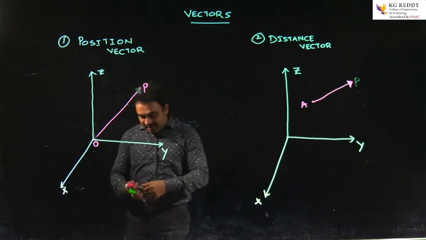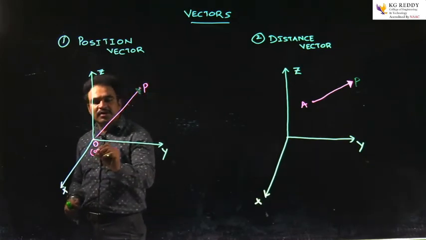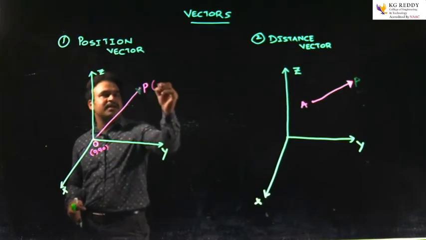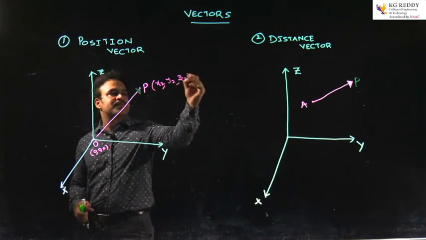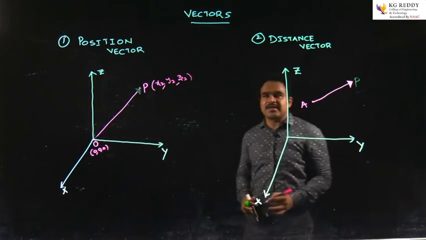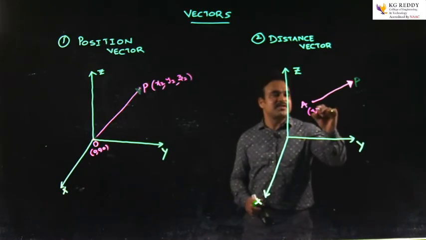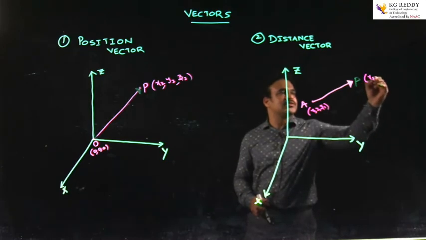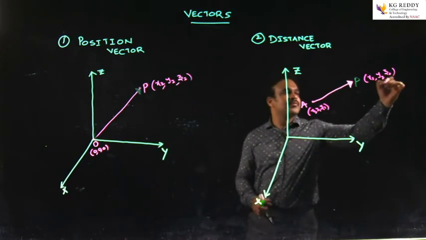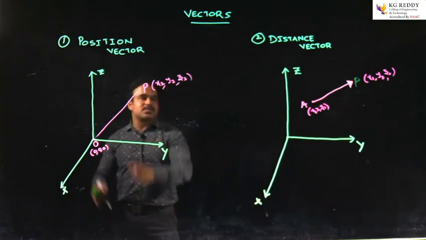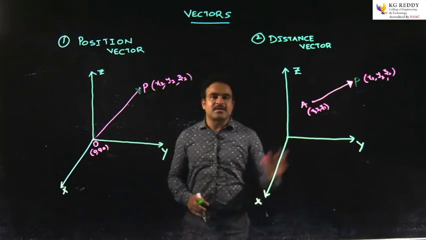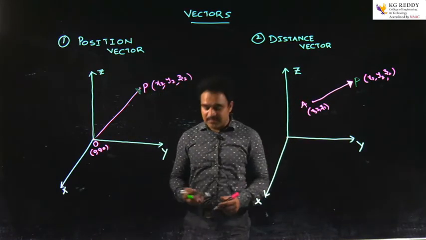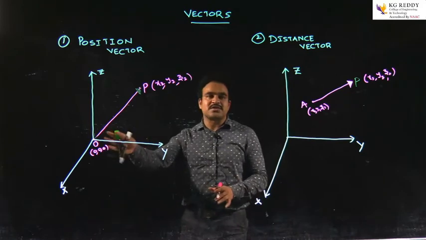If you see here, this point is 0, 0, 0. So let it be x2, y2 and z2. Here in this case this A is not at origin, but it is having some specific coordinates x1, y1, z1. In the same way here it can be x2, y2 and z2. The only difference which you can see in this position vector and this distance vector is that the position vector is starting from the origin, whereas the distance vector is not starting from the origin, but it is starting from the point A.